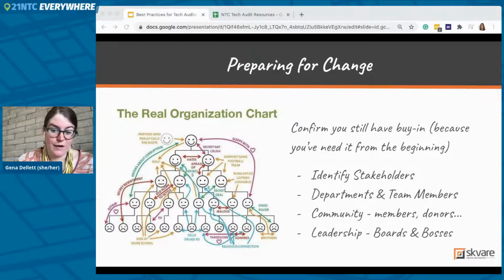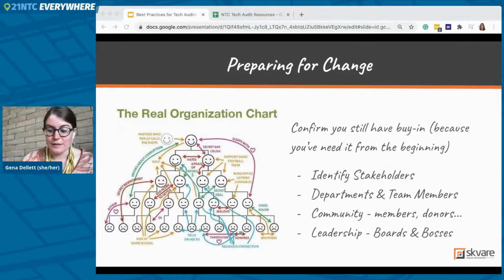who the departments or team members are that are going to be affected, folks from the community that can be involved, leadership that can be a champion of it, who's going to find dollars, having this as a capital expense versus just ongoing maintenance expense. So confirming that you still have buy-in and who you have buy-in from. And I think confirming is so important, because you needed buy-in at the very beginning, which is why we talked about people first.